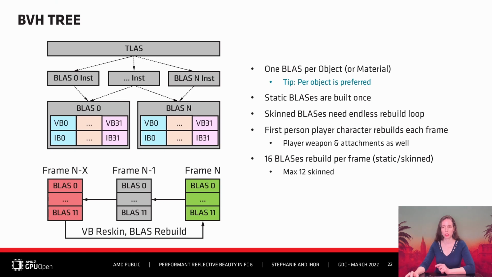Static BLASes are built only once, but skinned BLASes need to be constantly updated, so an endless loop is formed to update these BLASes from oldest to newest. First-person player character, weapon, and attachments are all rebuilt every frame. To keep performance reasonable, we build only 16 BLASes per frame. This can be a mix of static and/or skinned.